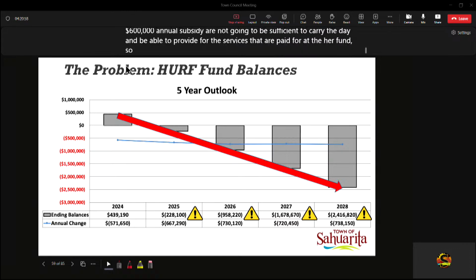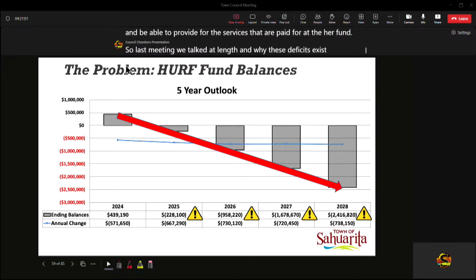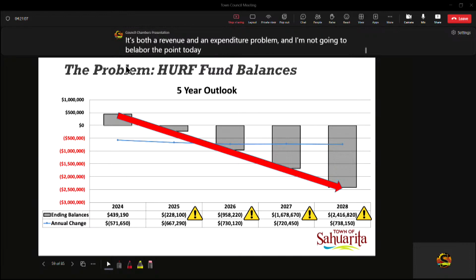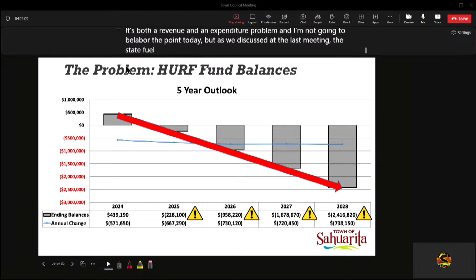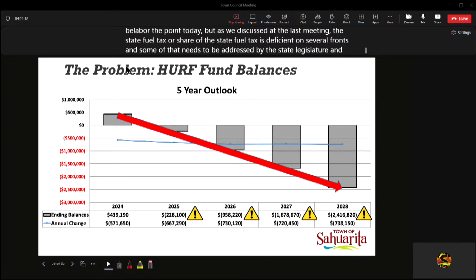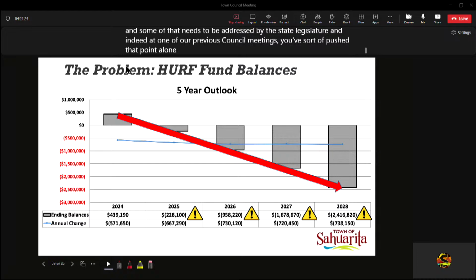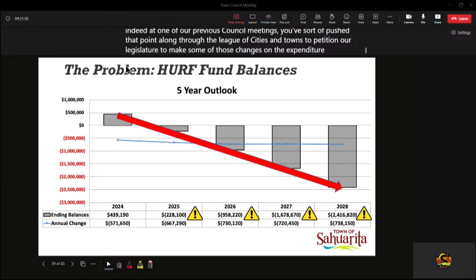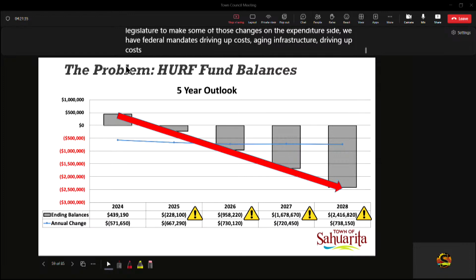So last meeting we talked at length on why these deficits exist. It's both a revenue and an expenditure problem. And I'm not going to belabor the point today, but as we discussed at the last meeting, the state fuel tax, or our share of the state fuel tax, is deficient on several fronts. And some of that needs to be addressed by the state legislature, and indeed, at one of our previous council meetings, you've sort of pushed that point along through the League of Cities and Towns to petition our legislature to make some of those changes. On the expenditure side, we have federal mandates driving up costs, aging infrastructure driving up costs, more roadways driving up costs, and inflation also driving up costs.